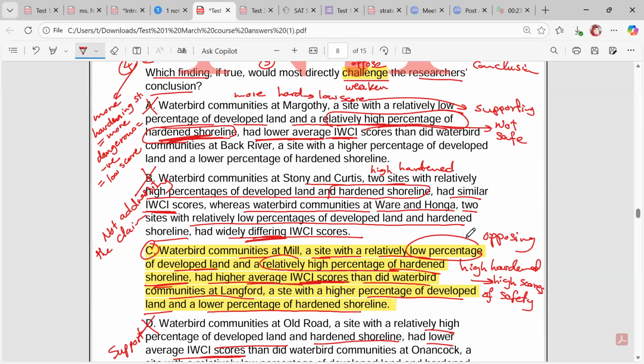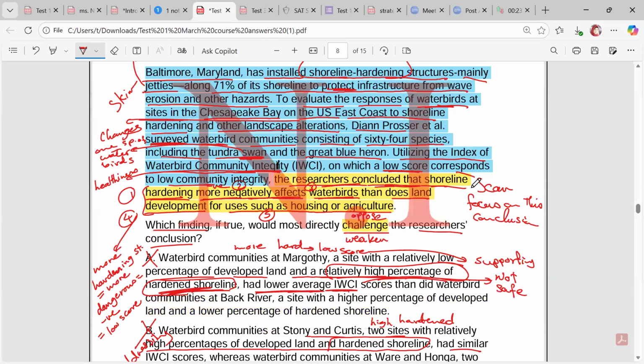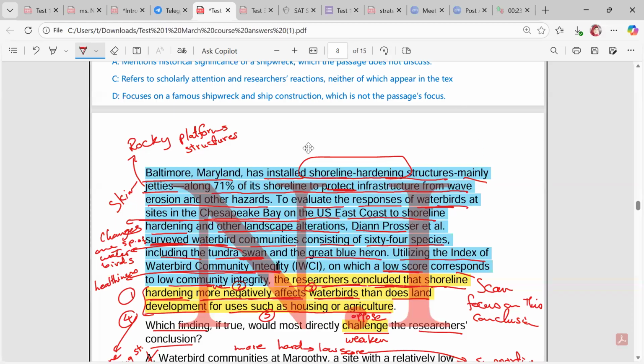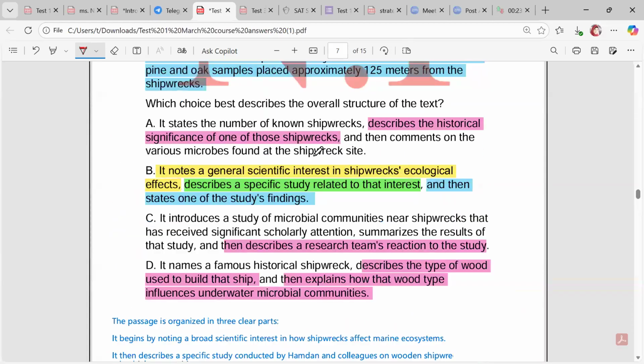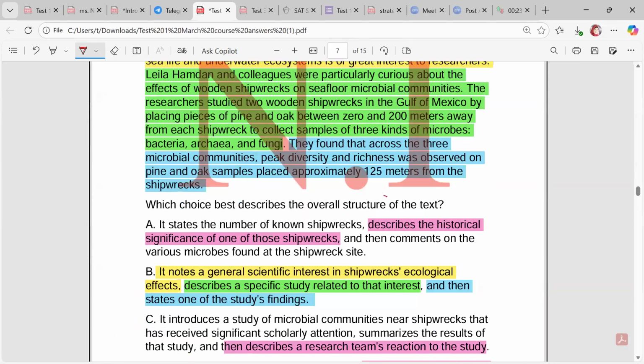This is how you answer such a question, and this is one of the hard questions in the SAT. Okay. Now, the overall structure question is one of the easy questions. All you need to do is count the parts of each answer choice. Once we see overall structure, count the parts of each answer choice.